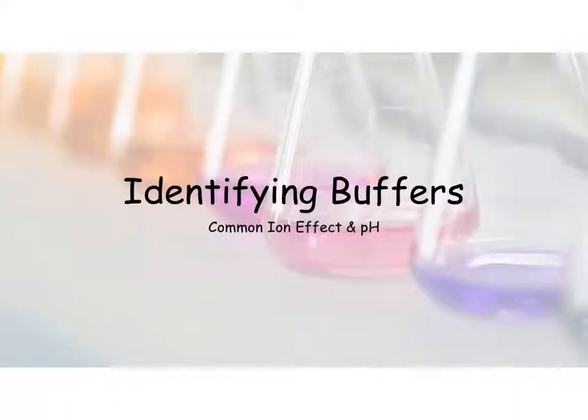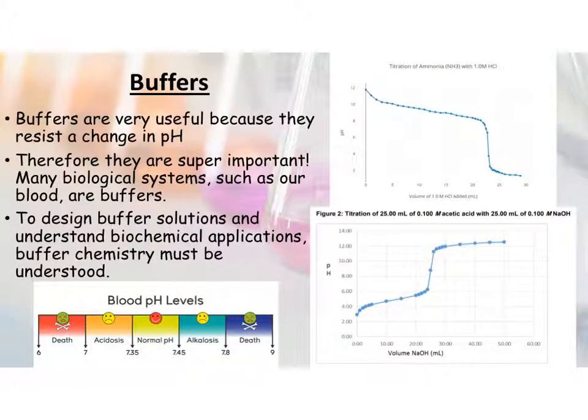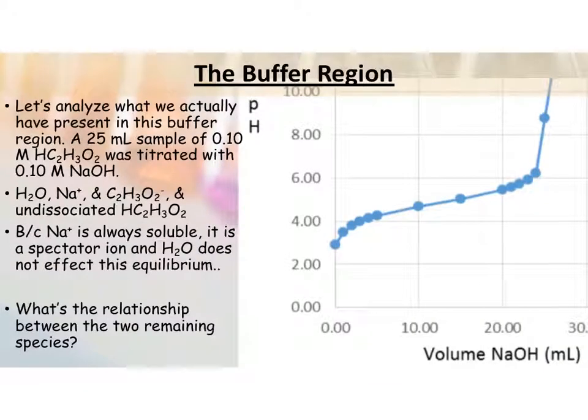All right, in this podcast, we're going to talk about how we identify a buffer system. Okay, so first off, let's just reiterate, buffers are very useful because they are going to resist a change in pH. So they're super important in biological systems such as our blood. They can help us understand biochemical applications, and they can also be used in industry for products to help stabilize the pH of a product.